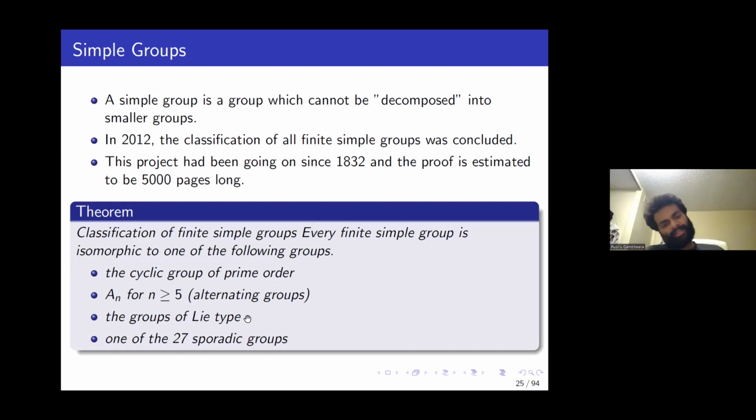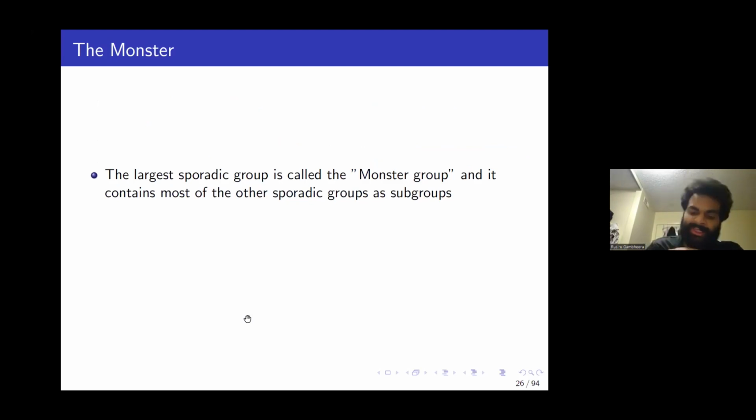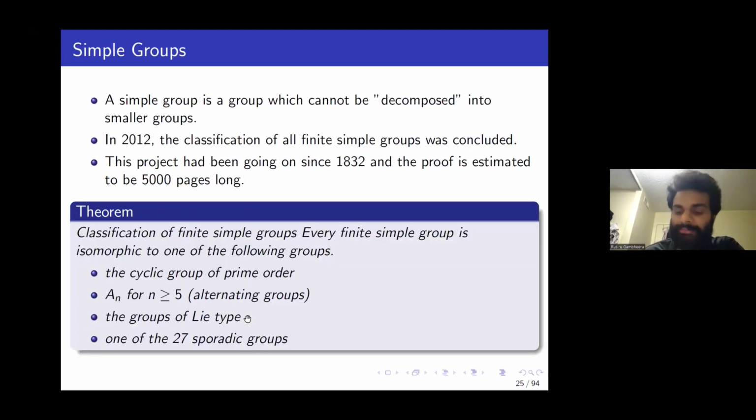And also there are these 27 groups which are isolated out there. These are not infinite families. These are random 27 groups which are out there. Mathematicians are struggling to understand what these are and why they are out there. It puzzles me a lot, actually. And so these are called sporadic groups.